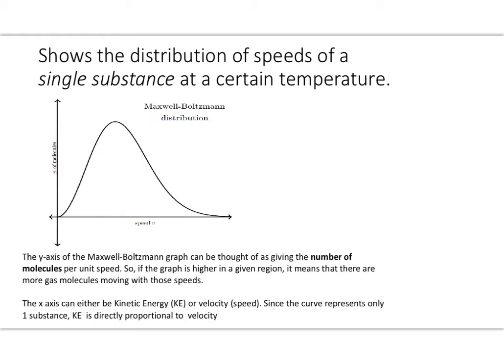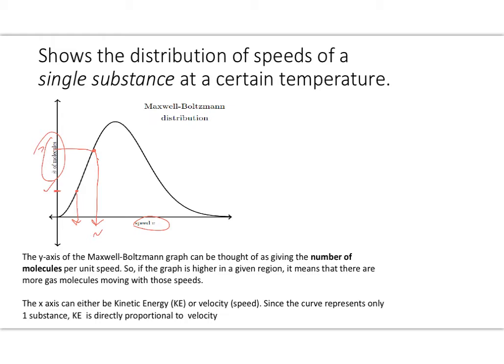So probably the most important aspect to keep in mind to be able to understand and interpret these graphs is that the y-axis is the number of molecules. So, for instance, this many molecules have a speed equal to this, speed or velocity or kinetic energy, whatever the x-axis is. A larger number of molecules, okay, whatever this value would be, have a speed equal to this.